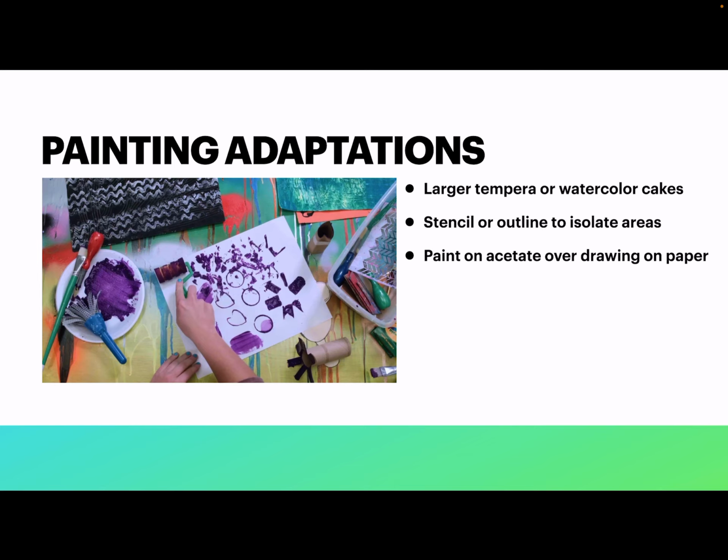Adaptations for painting include using larger tempera cakes or watercolor cakes. They're easier to use than the small oval pans, and have students work with just one color at a time. Also keep the colors separated to avoid unwanted color mixing. Also stencils or outlines to isolate areas either to be painted or to be avoided. And painting on acetate over drawing paper is another technique that would give students practice with painting line and practicing their brushwork while also making choices about color and having a different sort of sensory experience.